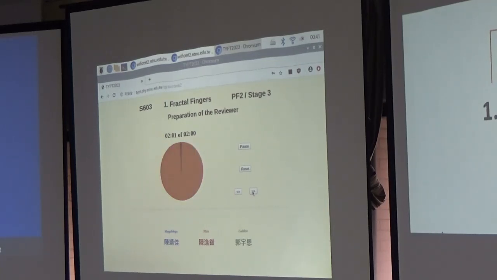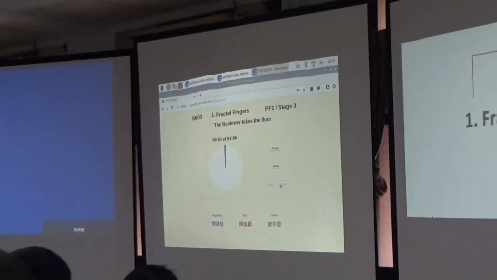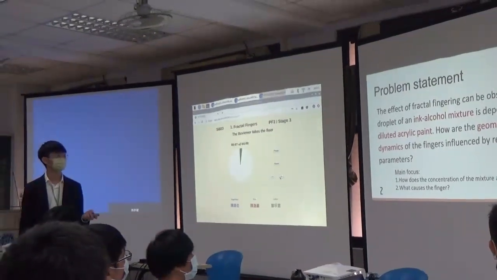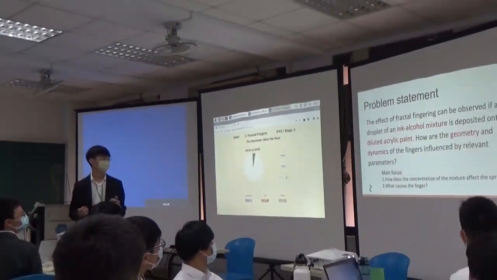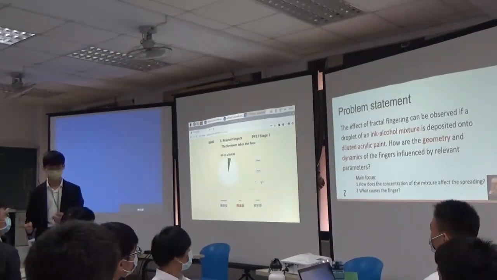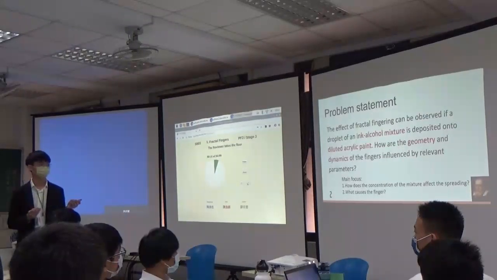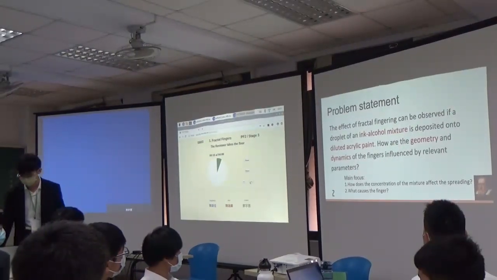Reviewer, please take the floor. Okay, thank you. I'm a reporter from Team Galileo. I'm going to review topic number 1, fractal fingers. The problem statement is that when you deposit an alcohol mixture onto diluted acrylic paint, you can see the fractal fingers. The main focus for the reporter is how the concentration of the mixture affects the spreading and what causes the fingers.